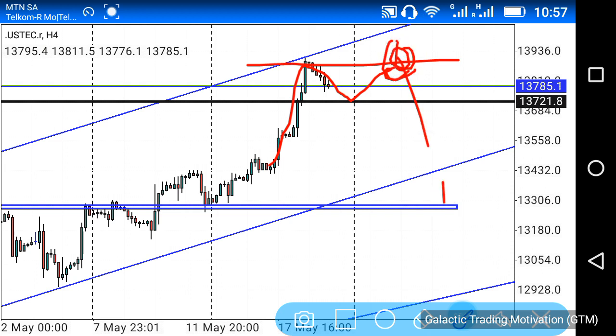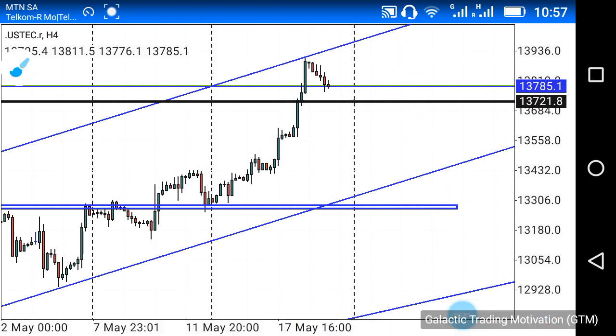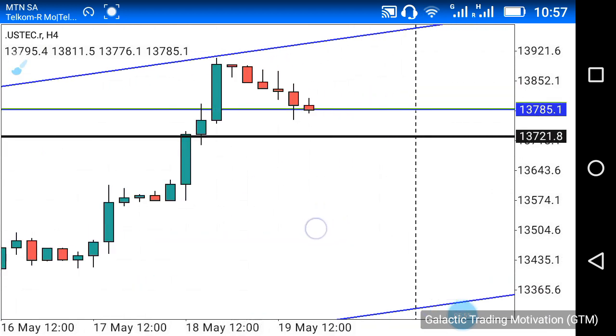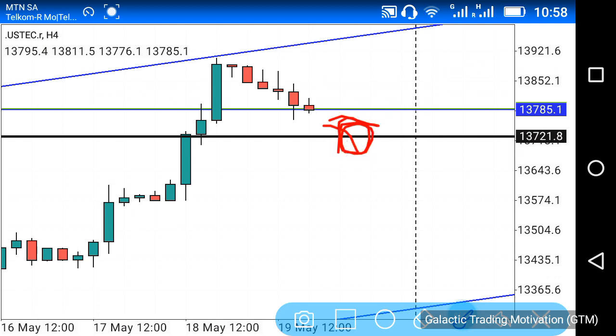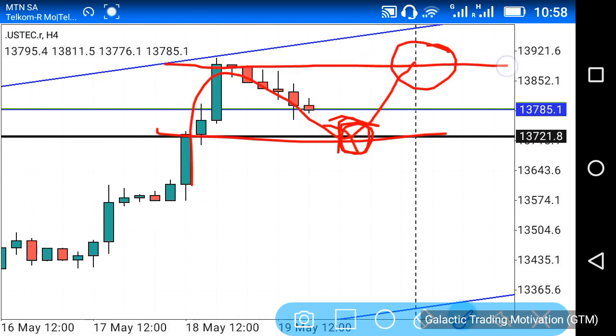We may get a reversal of sorts, but at this point in time, in as far as USTech goes, I don't see any actual buying or selling opportunities, and I believe the best thing to do at this point is to wait for the market to reach this level over here, and then at that level we can evaluate and see what's happening. And as I said, we might see the market actually head up to around this level again, and at that level it may give us a double top, in which case we would be looking for those potential selling opportunities.